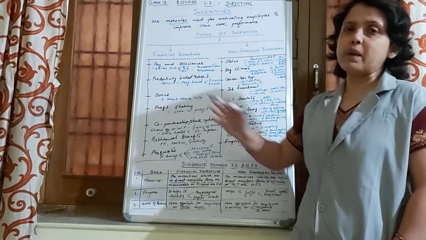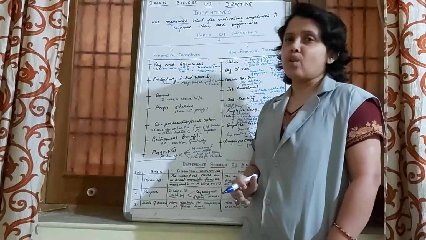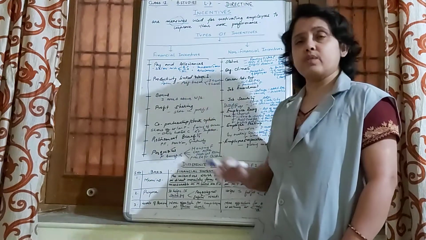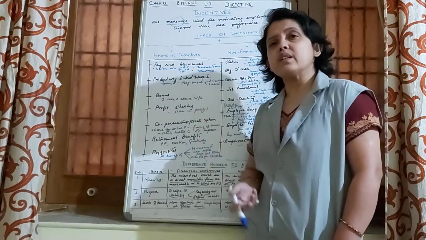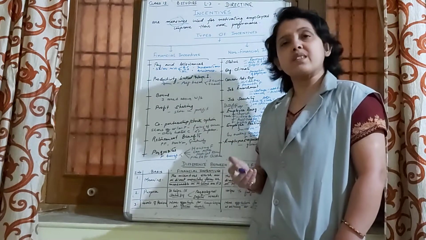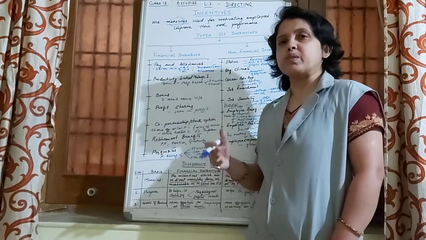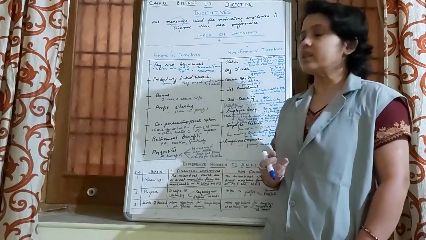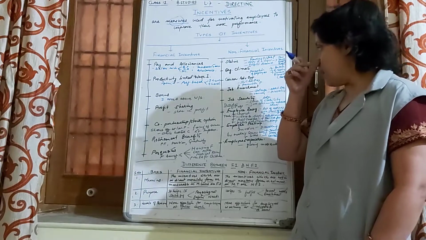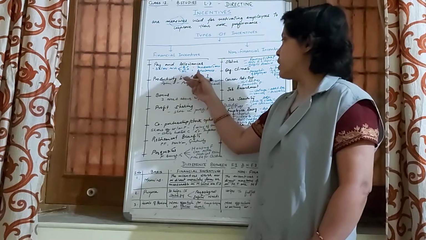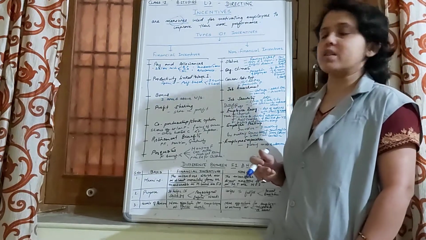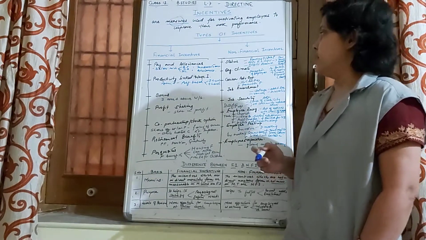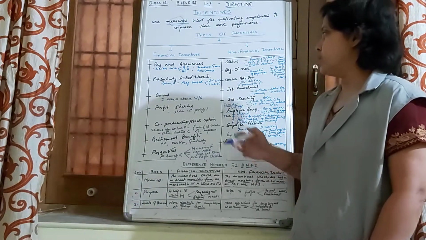That is the pay structure of any organization, and that is part of financial incentive, because always the salary or the wage is estimated in monetary terms and provided to the employees. Now, the second type of financial incentive is productivity linked wage incentive. From the very name itself, I think it's very clear.